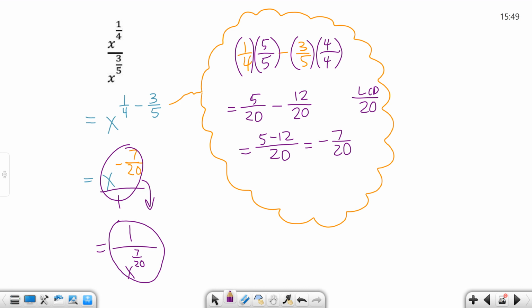All right. So that one was kind of long and difficult, but it wasn't that much worse than the first one we did where we had 2/3 plus 1/2. It's just a subtraction. It's a fraction. It looked worse. All right.